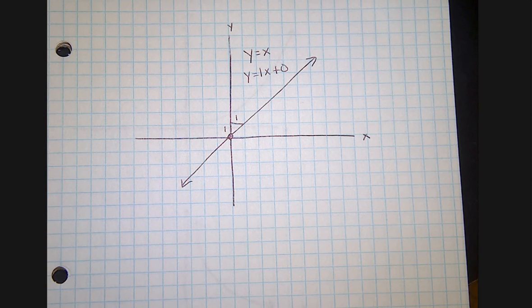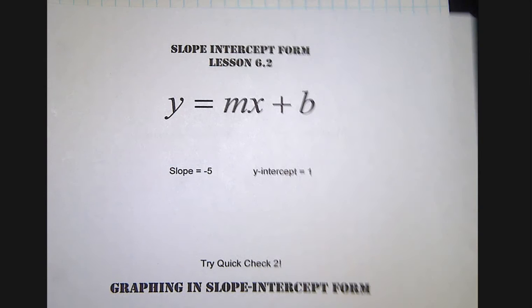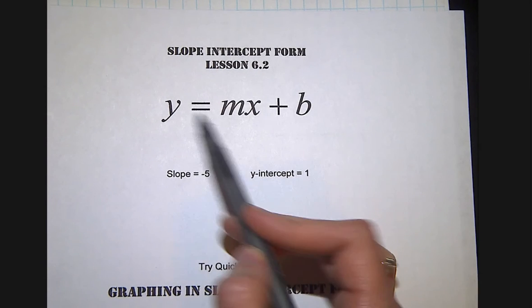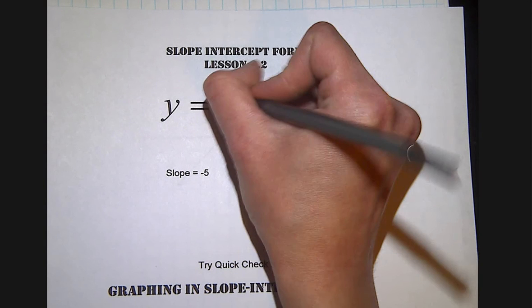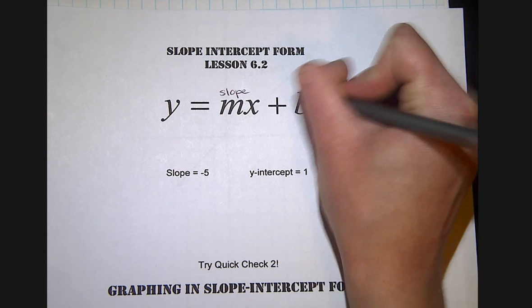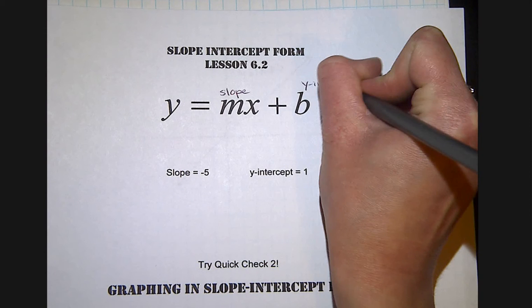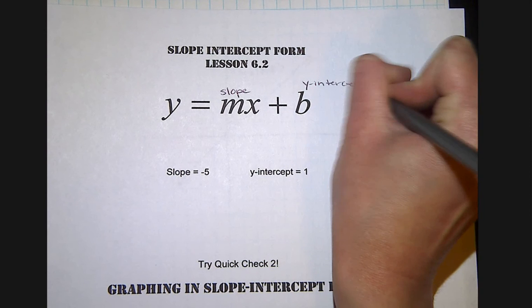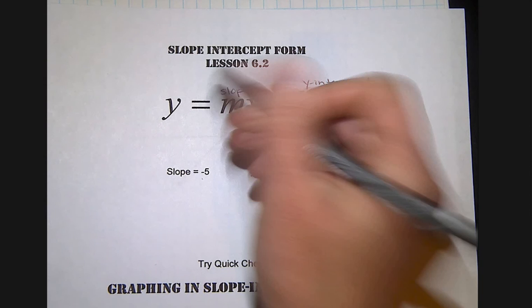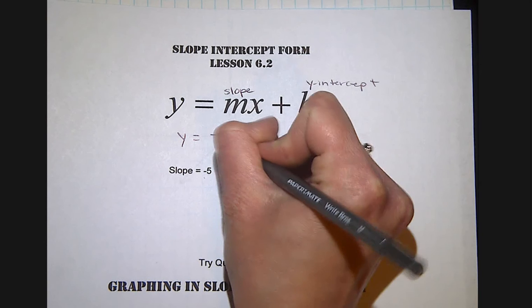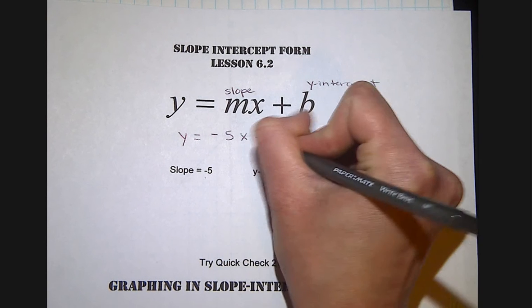In this chapter, we're going to talk about 3 different ways you can write equations for linear functions, and the first one we're going to talk about is slope-intercept form, which is y equals mx plus b. m is your slope, b is your y-intercept. So if we found out that I have a slope of -5 and a y-intercept of 1, we would write that as y equals -5x plus 1. And that's slope-intercept form.